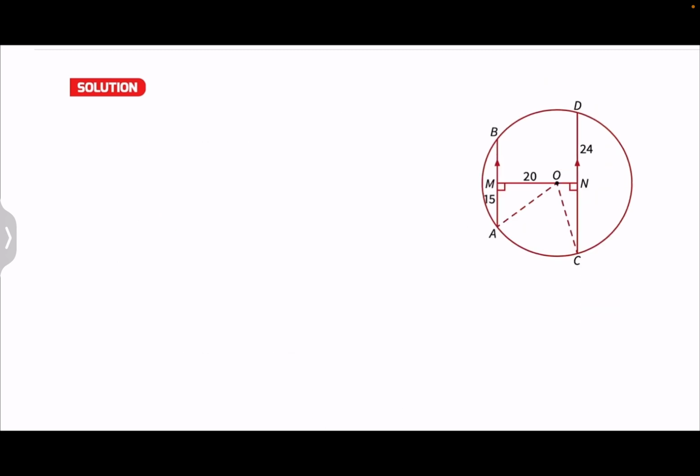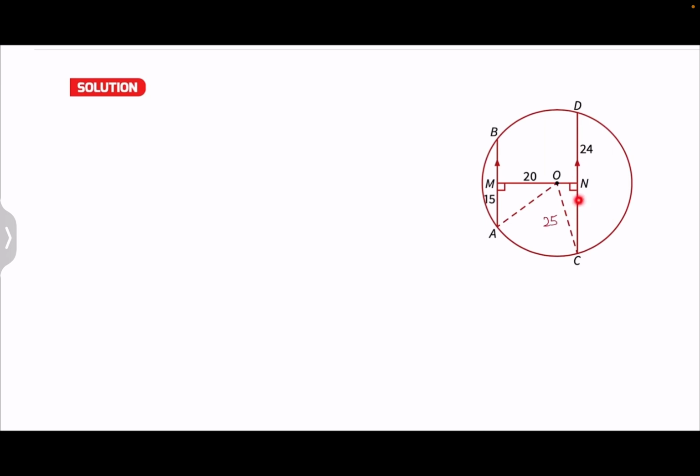Now moving on to part B, we have to find the perpendicular distance between the two chords AB and CD. And as mentioned, the perpendicular distance between the two chords will be the line MN. Observe that from the diagram, the line MN consists of two parts, MO, whose length we already know, and ON. Now from part A, we have found that the radius of this circle is 25 cm. So the length of OC, which is also the radius of the circle, will be 25 cm.